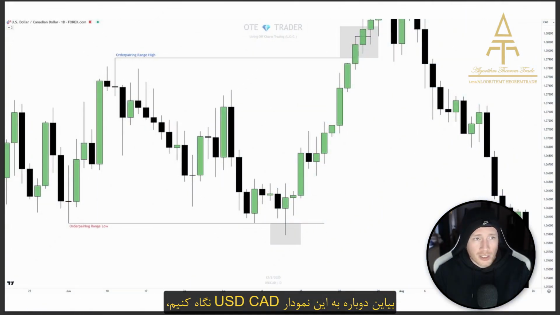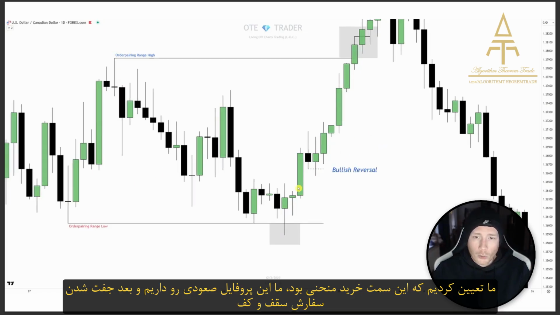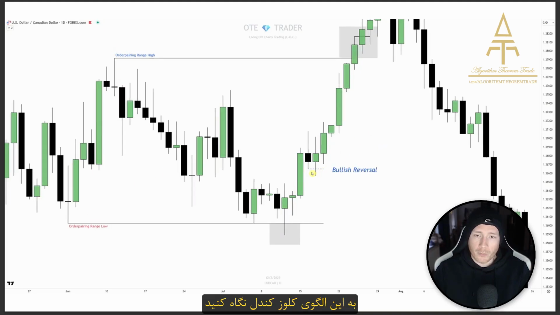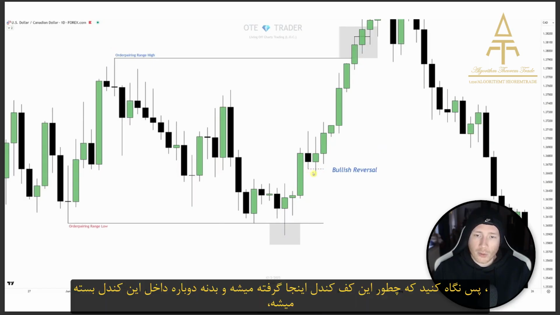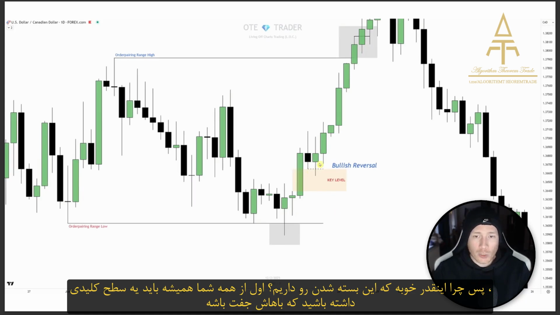Let's look at this USD CAD chart again, right? We determined that this was buy side of the curve. We're market profiling this bullish and then the order pairing high and low. Now look at this candle closure pattern, right? We have a fair value gap here. So look at how this low of the candle gets taken out over here and the body closes back inside of this candle. Now we have this bullish reversal pattern, and this closure is very important to determine the next daily candle.